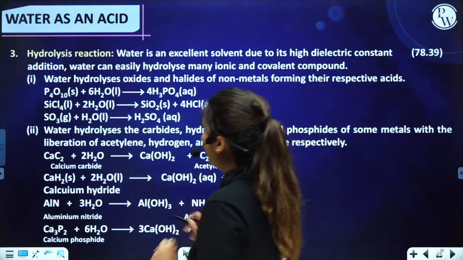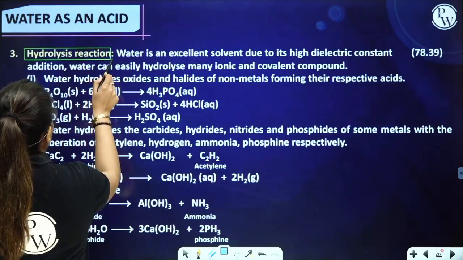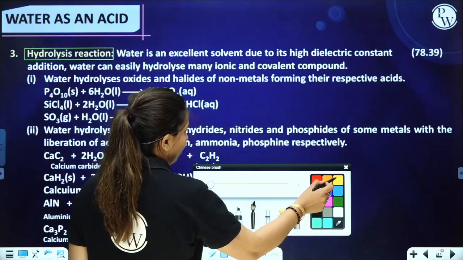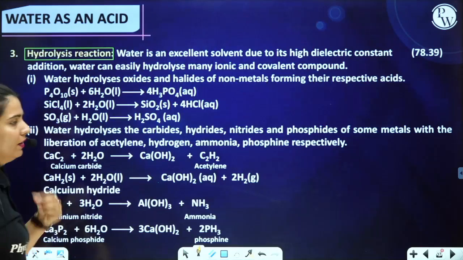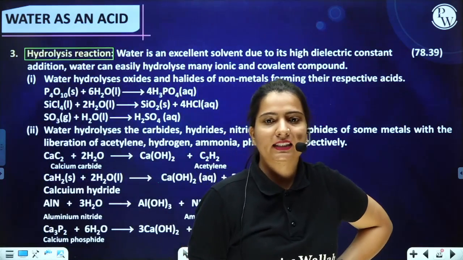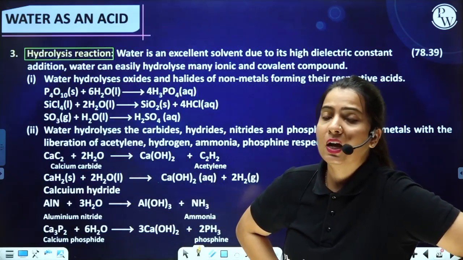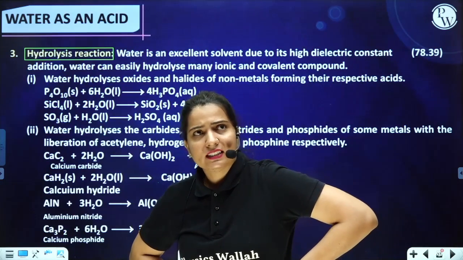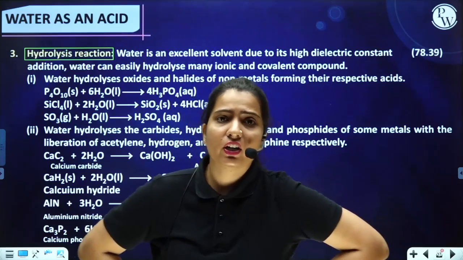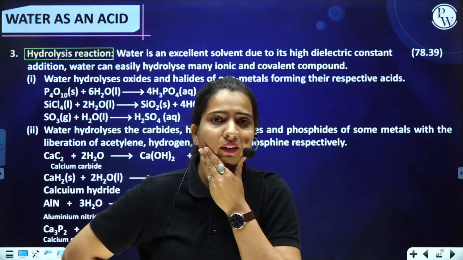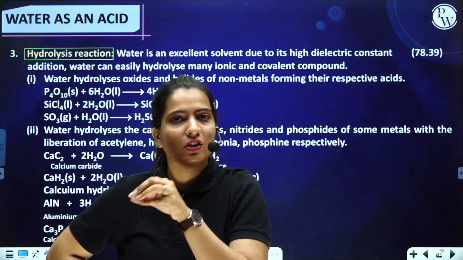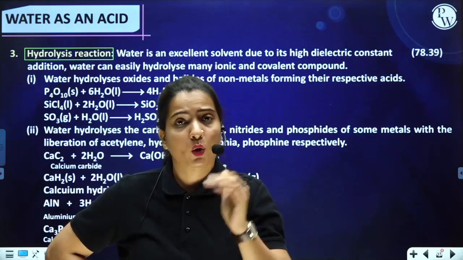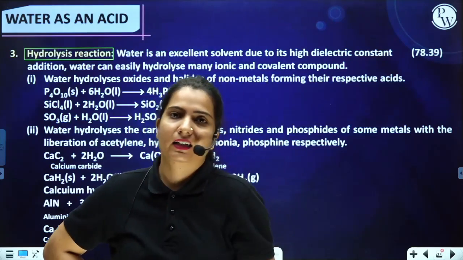Hydrolysis reaction. Now understand what is happening in the case of hydrolysis. Whenever you have a reaction of hydrolysis, what is happening? Hydrolysis is when you dissociate water into H positive and OH negative ions, and then the reaction occurs. The respective compound which will undergo hydrolysis will also break into positive and negative ions, and water will also break into positive and negative ions as a result.